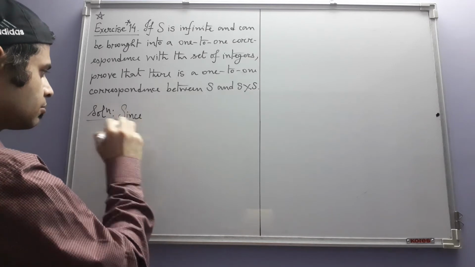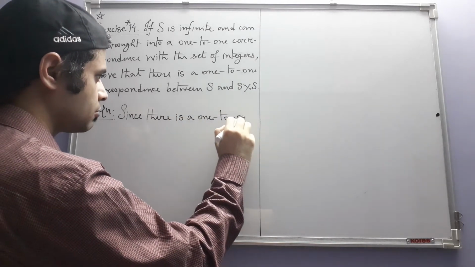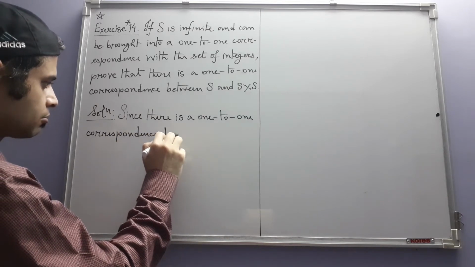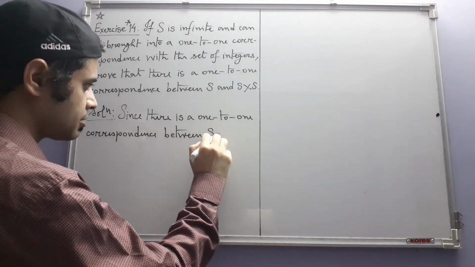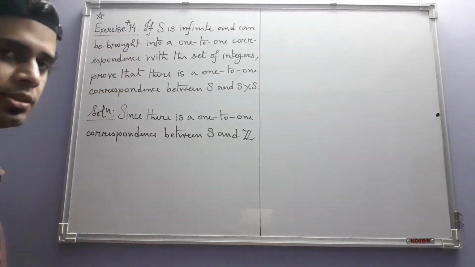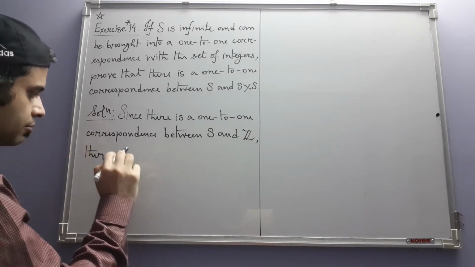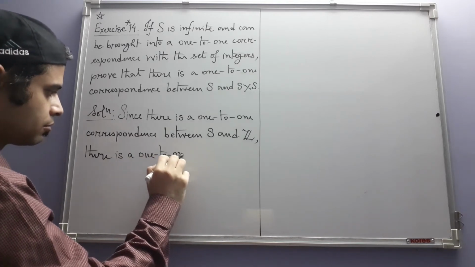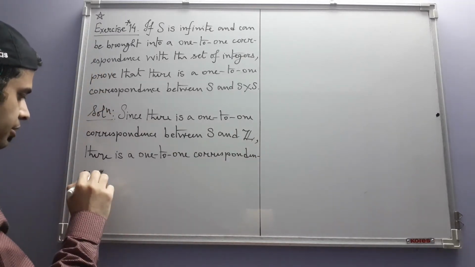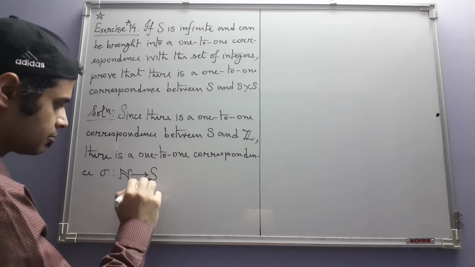Since there is a one-to-one correspondence between S and the set of integers, which of course we are denoting by this symbol, blackboard bold Z, there is a one-to-one correspondence, say sigma, from the set of natural numbers onto S.